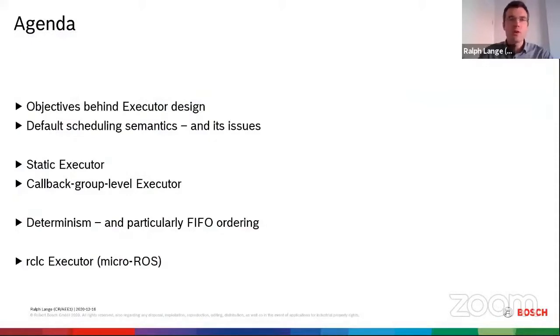In this presentation, you will learn the objectives behind the executor design. I'll introduce the default scheduling semantics and issues with it, and then recent developments around this concept, the static executor, the callback-group-level executor. And based on these works, we want to dig a bit deeper into the topic of how to achieve determinism, and in particular simple FIFO ordering, as we saw before, is common and known from ROS 1. And finally, I would present our work on the rclc executor, which is the executor intended for micro-ROS, which then makes a smooth transition to the presentation by Francesco and Pablo on micro-ROS afterwards.